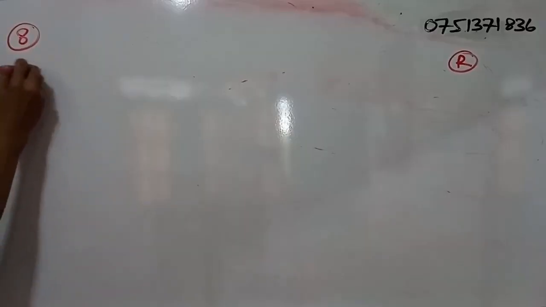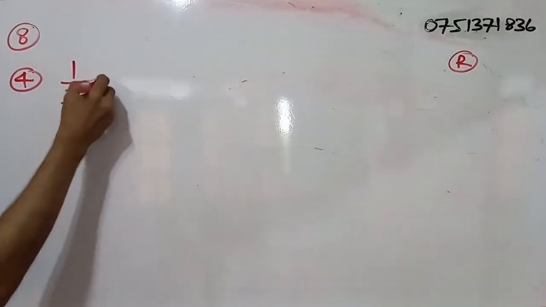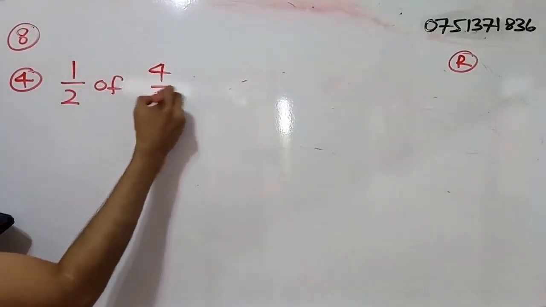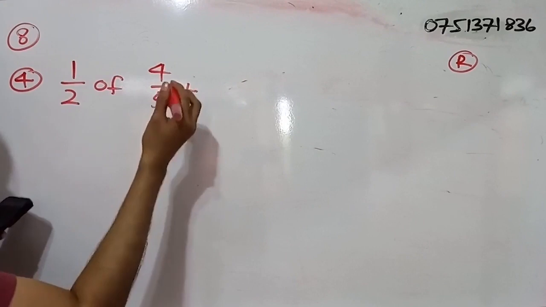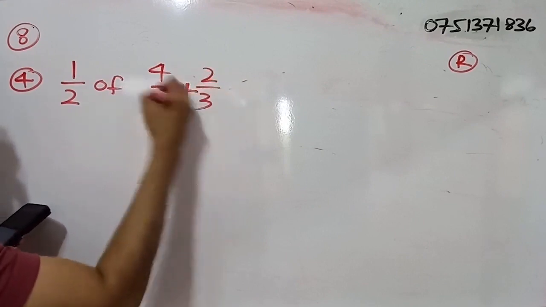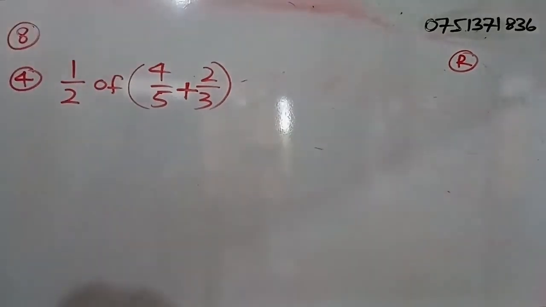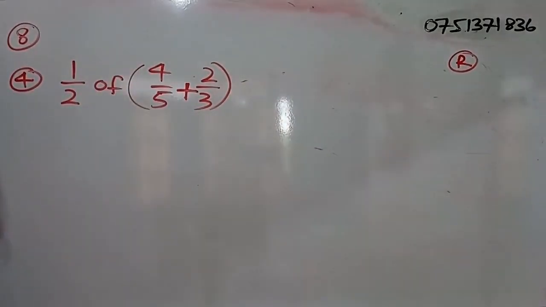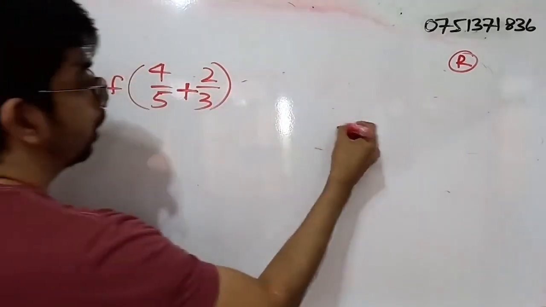Right. Part 4. What do we have? Half of 4 by 5. To that we have to add 4 by 5. We have to add 2 by 3. So we have to do the simplification according to the BODMAS rule. So we have to start from the brackets. Right? So we will do the short method. Right? So here we get what?